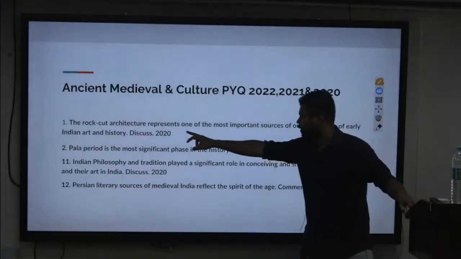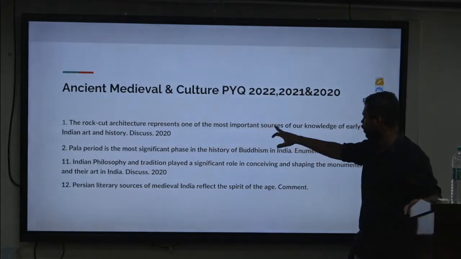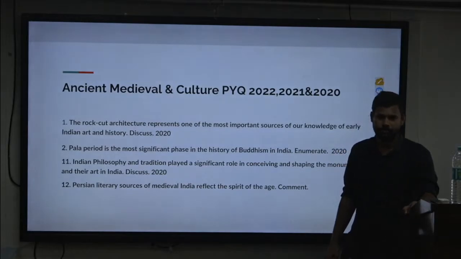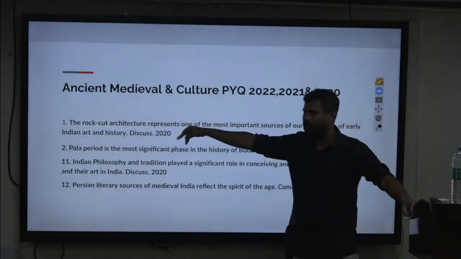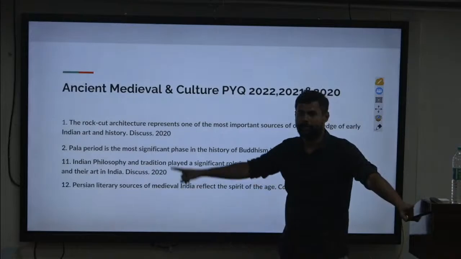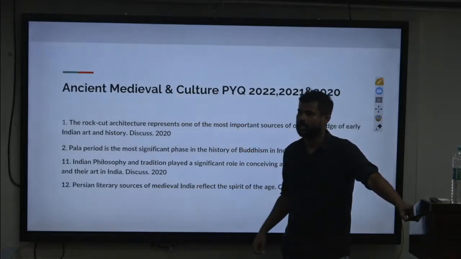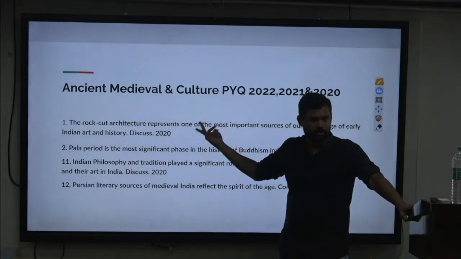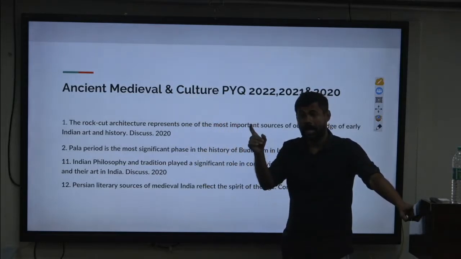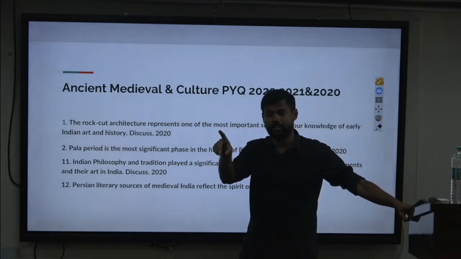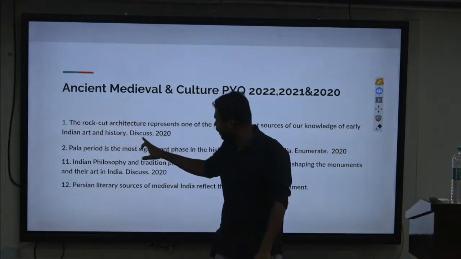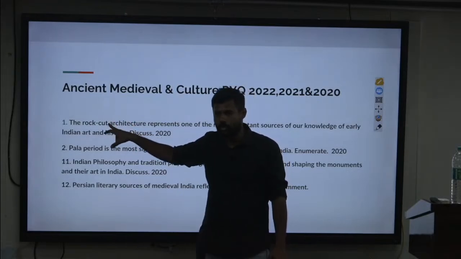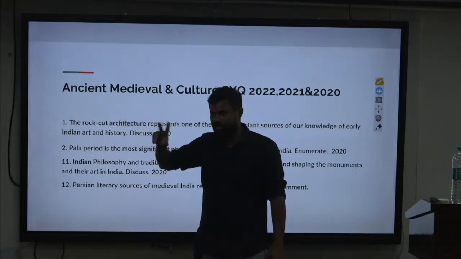Now see, the rock cut architecture represents one of the most important sources of our knowledge of early Indian art and history. Now if I remove rock cut architecture and put temple architecture, still the same. If I remove temple architecture and put stupas, still the same. So the answer is the same, the body is the same, but the introduction changes. That is what you have to talk a little bit about, the rock cut architecture. If you don't talk about the rock cut architecture, then that uniqueness is not created.